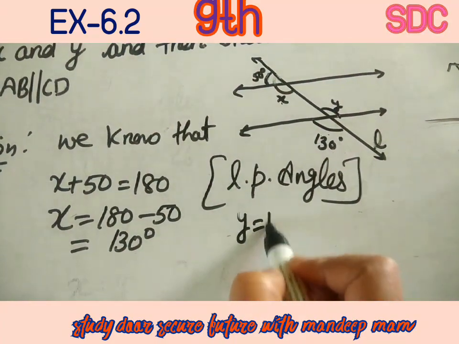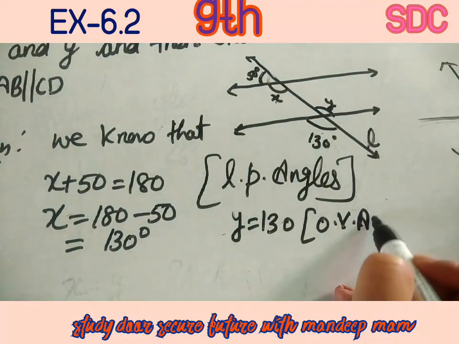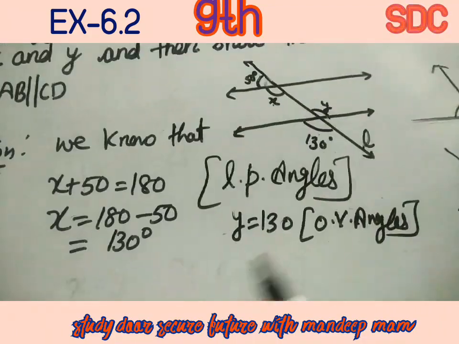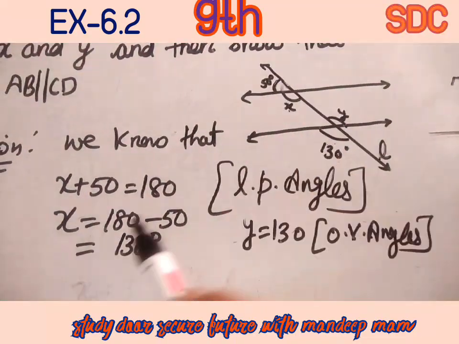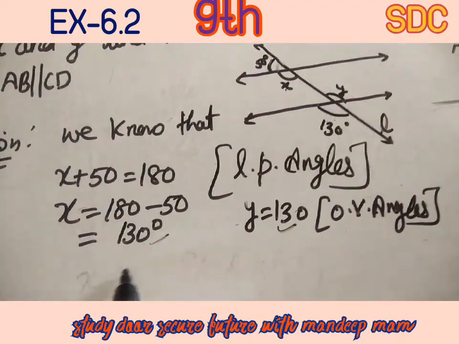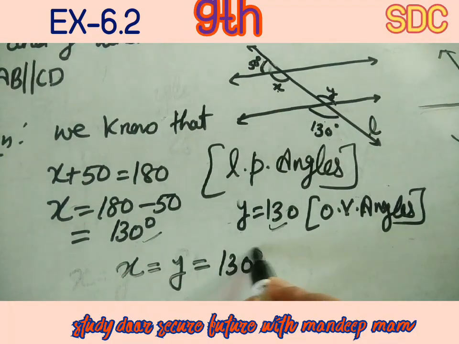Because both are opposite vertical angles. We know opposite vertical angles are equal. So we find out angle x and angle y. Now both angles are equal, angle x is equal to angle y. Both are equal to 130 degrees.